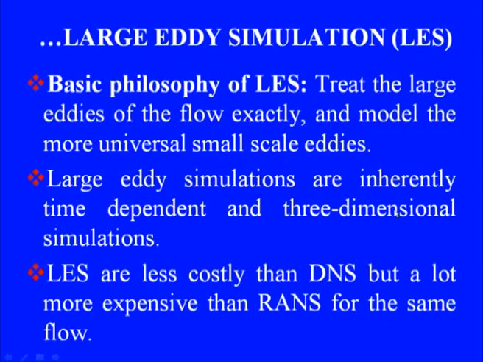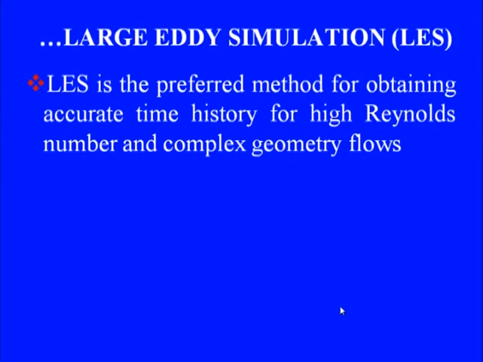So, we can have much larger grid size in large eddy simulation, and consequently a large eddy simulation would be much less costly than DNS by maybe a few orders of magnitude, and at the same time, since it is a time dependent 3-dimensional simulation, it would be a lot more expensive than Reynolds averaged Navier-Stokes simulation for the same flow. Nevertheless, LES is the preferred method for obtaining accurate time history for high Reynolds number and complex geometry flows, for which DNS is not feasible owing to astronomical computing requirements, and RANS simulations are not very accurate.